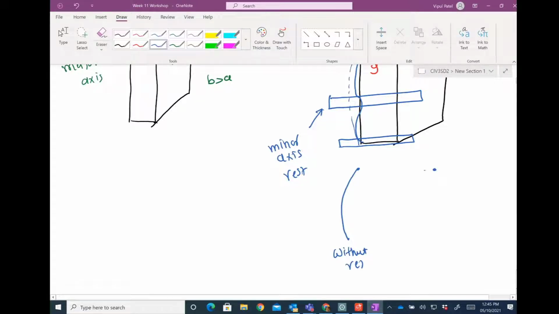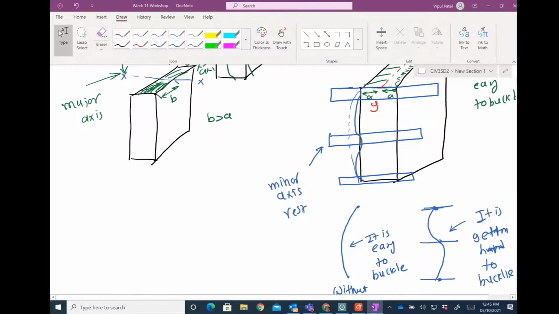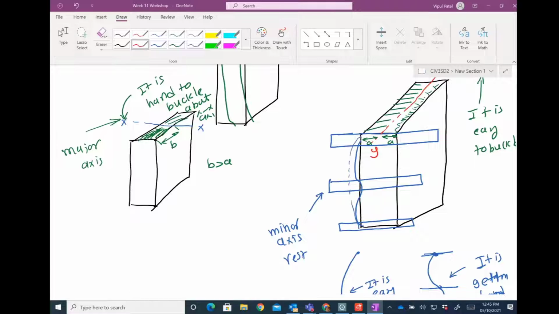If you put the restraint here, here, here, and here, then it is easy to buckle. But when you put the restraint, it is getting hard to buckle. So I hope you understand that, right? So this is the minor axis buckling, and the restraint.